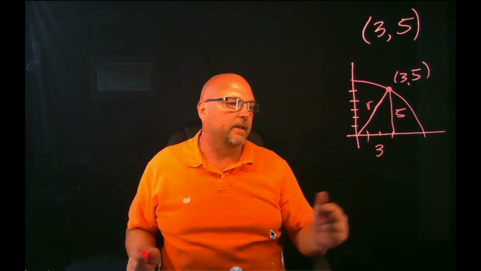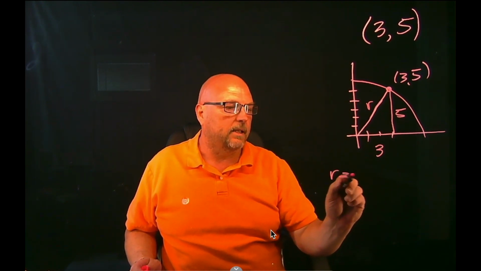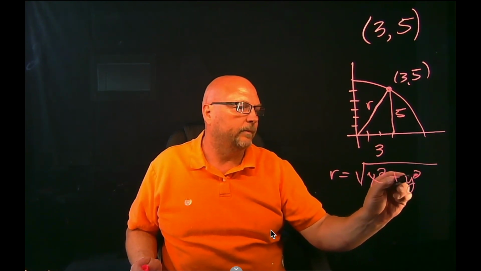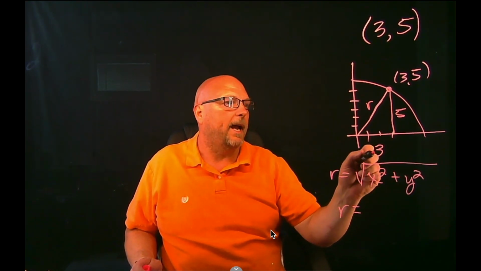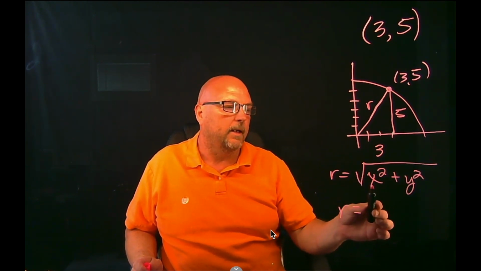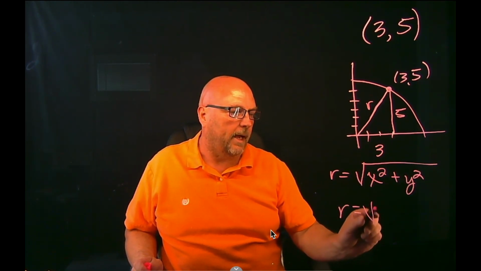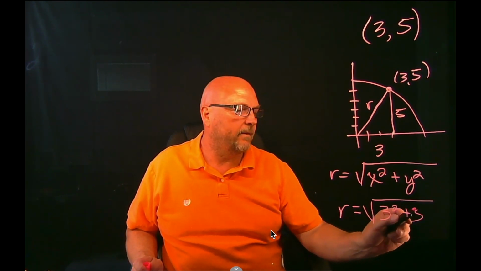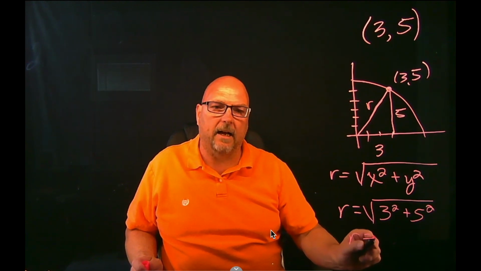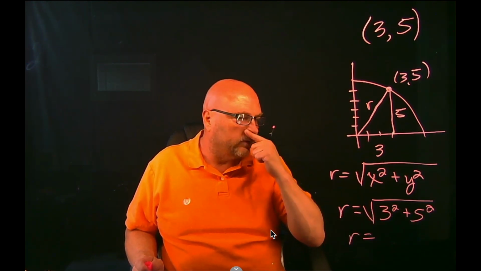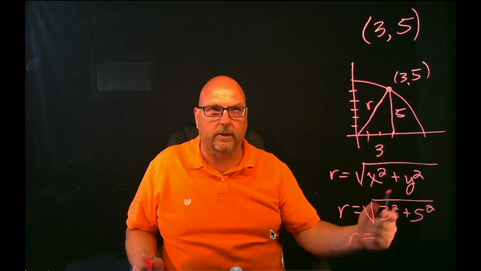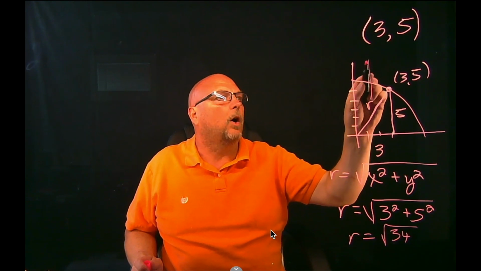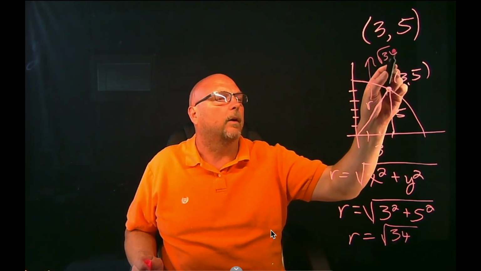So in order to solve this, I have to know that r is equal to the square root of x squared plus y squared. So I'm going to substitute my x and my y values in here for x and y in my formula. So x is 3 and y is 5. So I would have 3 squared plus 5 squared, which is 9 plus 25, which is what, 34? So I know that this r is the square root of 34.